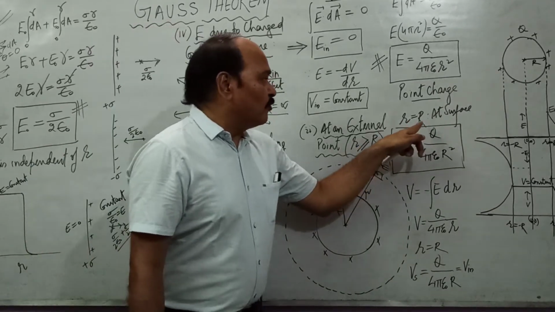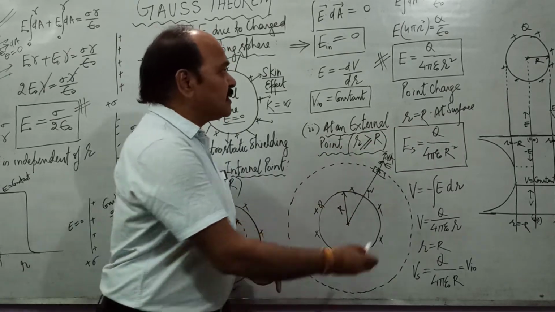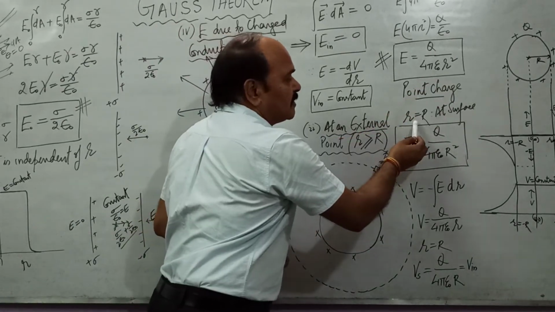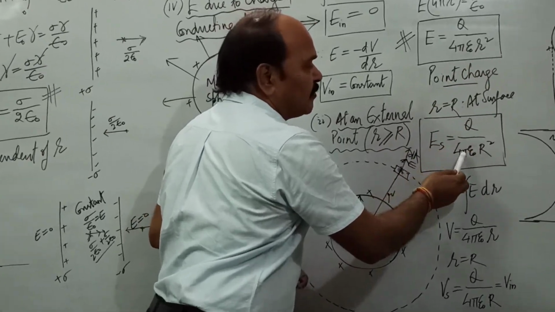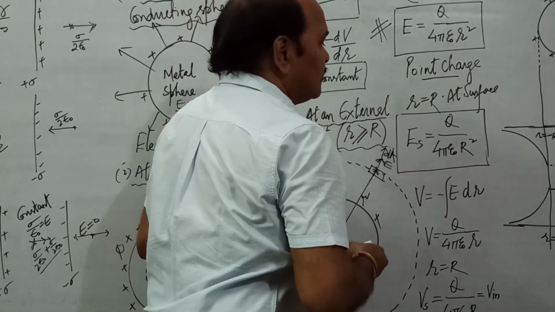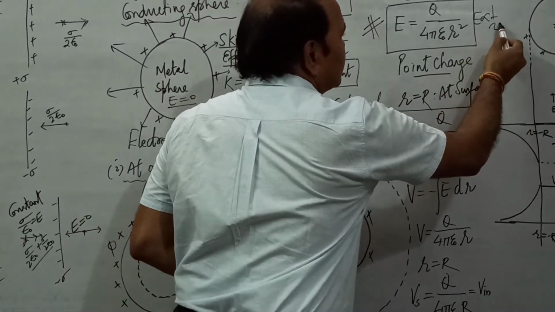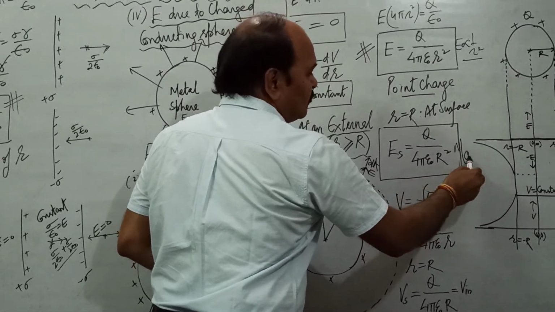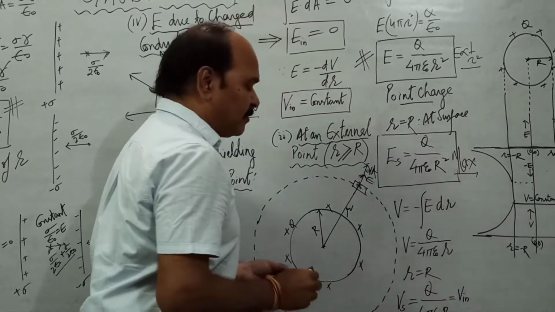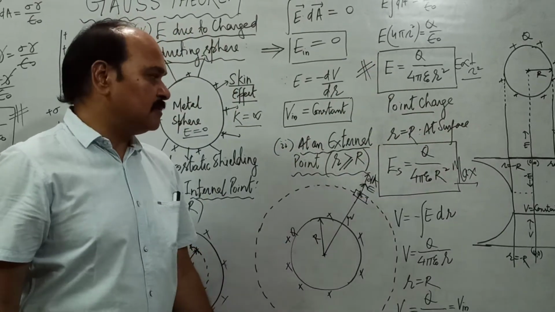Anyway, what is the electric field intensity at the surface? At the surface, this r is going to be equal to what? Capital R. So if we substitute r equal to capital R, the electric field intensity is Q upon 4 pi epsilon naught R square. So electric field intensity varies inversely with the square of distance. Over the surface the value is this, and this is the maximum value. Why? Because beyond the surface it decreases inversely with the square of distance.